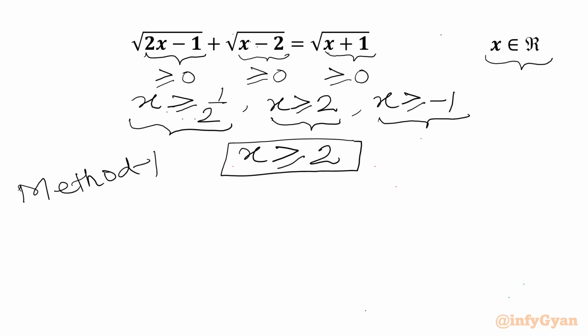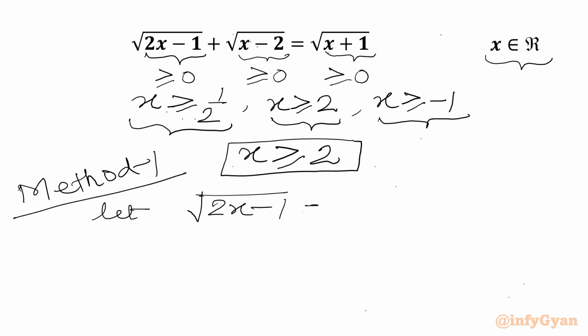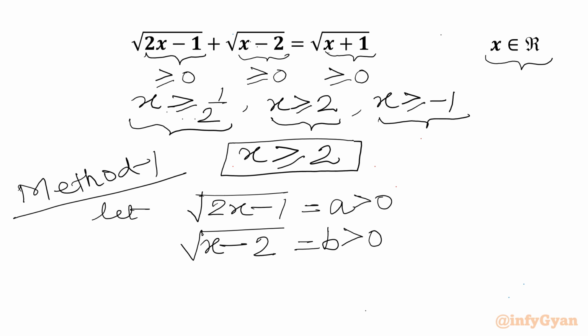So let me write here method 1. Here I will use substitution. So let us consider square root 2x minus 1 equal to a, and square root x minus 2 equal to b. So a must be positive, b must be positive. From this equation I can write a square equal to 2x minus 1, and b square equal to x minus 2.